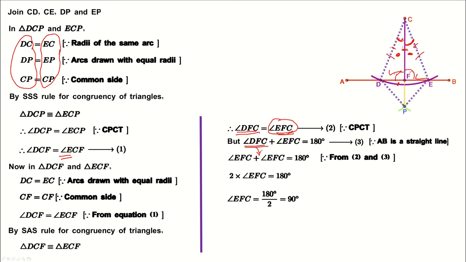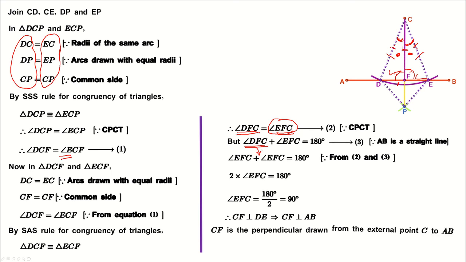This is what we needed to prove. CF is perpendicular to DE. That is, CF is perpendicular to AB. CF is the perpendicular drawn from the external point C to AB. Hence, the justification for our construction. Did you get it?